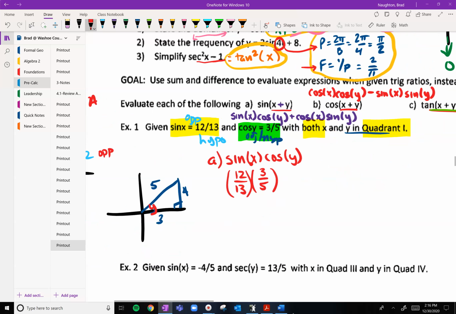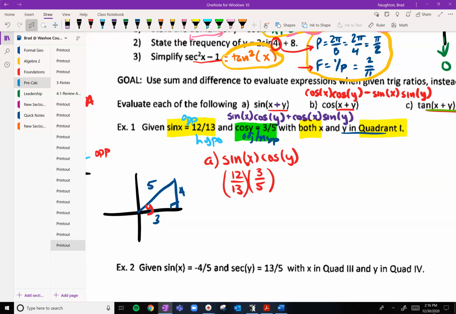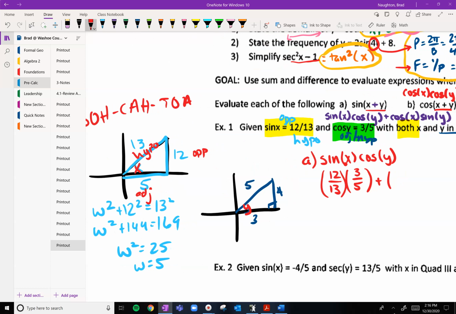And then if we look at our rule, notice we have a plus right here. So I'm going to go plus, and then we have cosine x. So back over here to x, and our cosine is going to be 5 over 13. And then we'll do our sine of y, which is going to be 4 over 5. Alrighty, so it looks all good.